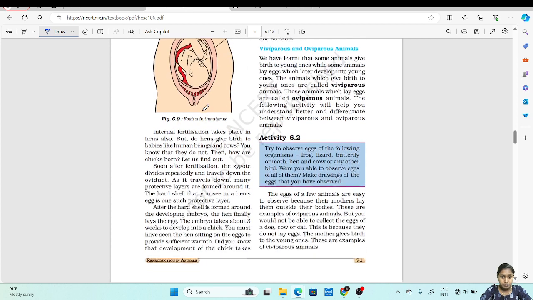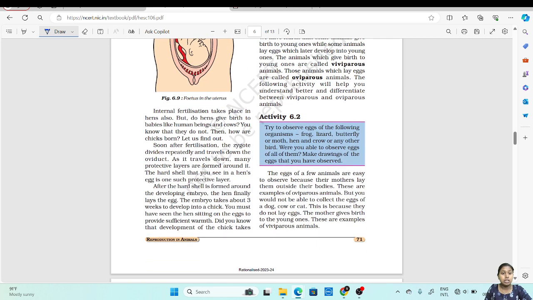Similarly, this is an internal fertilization because all this process takes place inside the female body. Hence, hens also undergo internal fertilization. But do they give birth to a baby? No, they don't give birth to a baby. They lay eggs. Then how is it an internal fertilization?